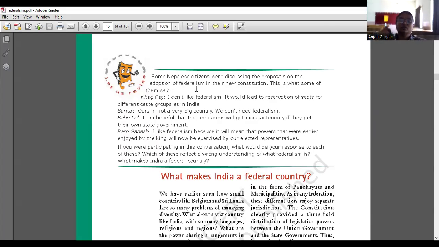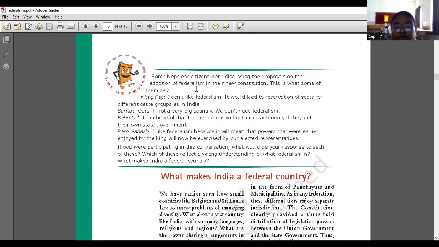Children, in the previous class also we learned that in Nepal the earlier constitution was there, but it was not satisfactory, so they redrafted their constitution a couple of times. Okay, so now here we have an example wherein these four students are talking to each other about whether federalism is good for their country or not. Let us look at these questions, and then I'll give you the answers to which one of them is the right response.